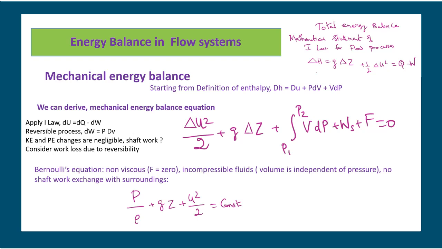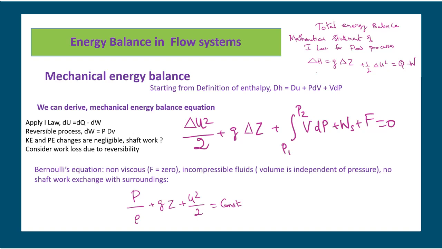For that we will make use of the total energy balance, the mathematical statement of the first law for a flow process, that is delta H plus g into delta Z plus half delta u square is equal to Q minus W. Making use of this and applying dU values, dW values, when changes in kinetic energy and potential energy are negligible, and finally if you take into account the work loss due to irreversibility, you get this mechanical energy balance. And when the mechanical energy balance is considered for a non-viscous and incompressible fluid, we get Bernoulli's equation.